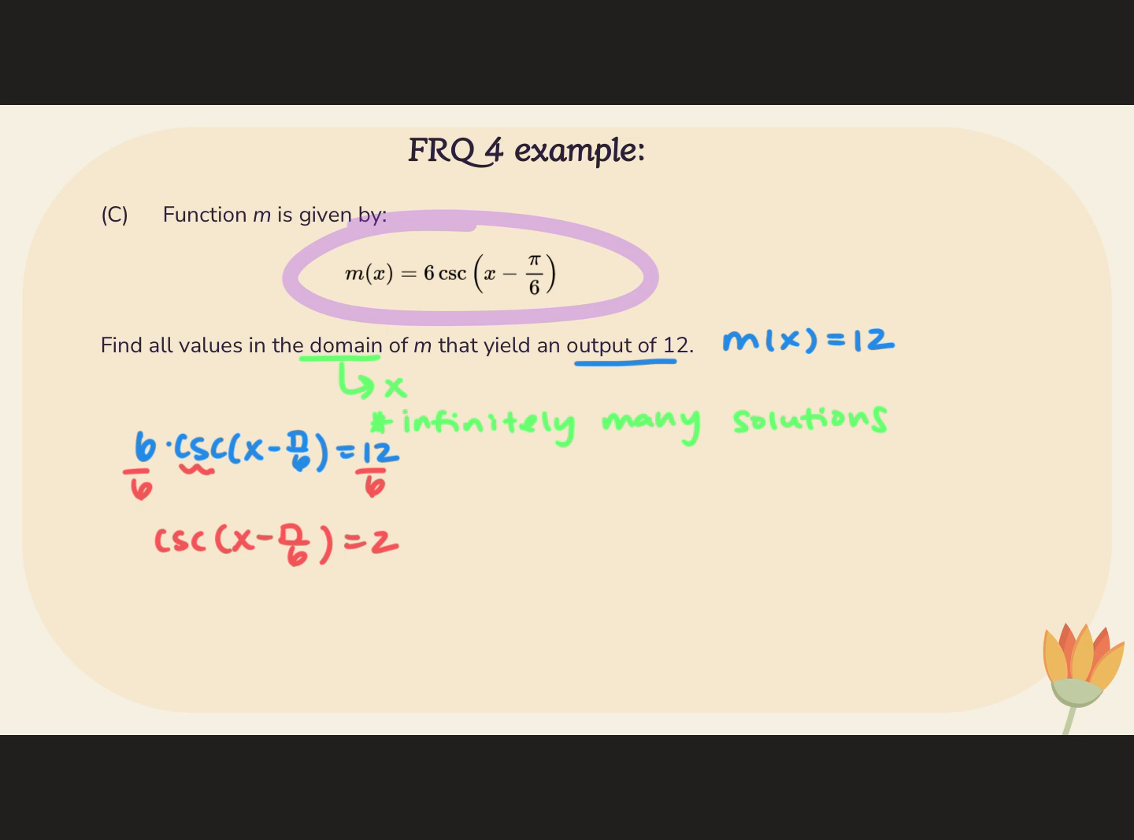Now, as much as I love these reciprocal functions, I would much rather work with sine than cosecant. So we're going to rewrite our equation using sine. Since sine is the reciprocal of cosecant, the sine of x minus pi over 6 would be the reciprocal of 2, which is 1/2. At this point, I'm going to think about the unit circle and look for where the sine ratio is positive 1/2. That's going to happen twice, at pi over 6 and at 5 pi over 6.